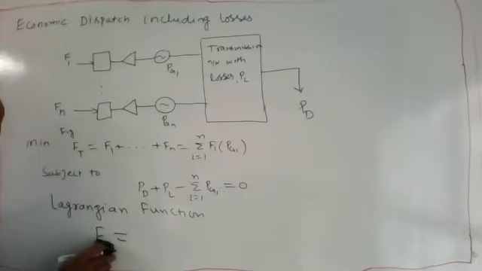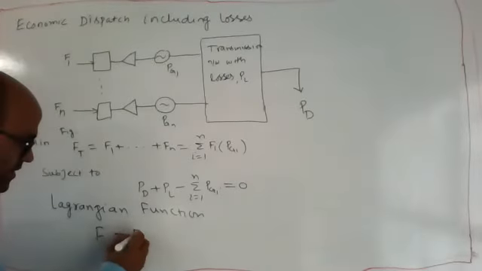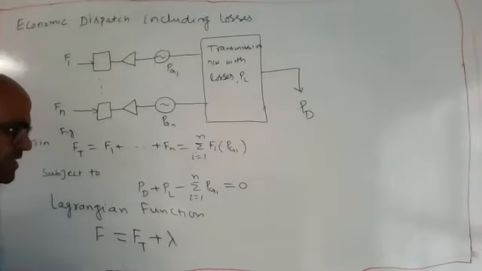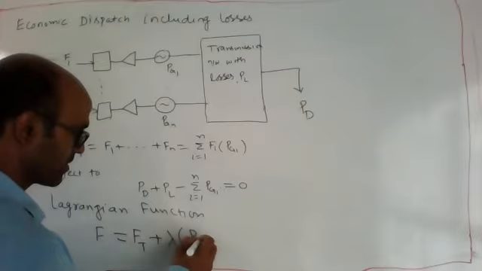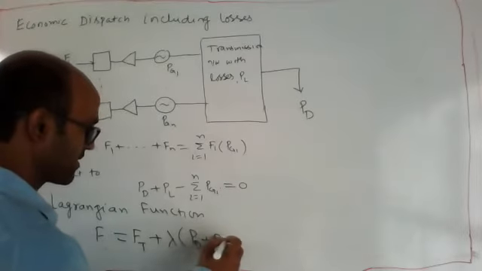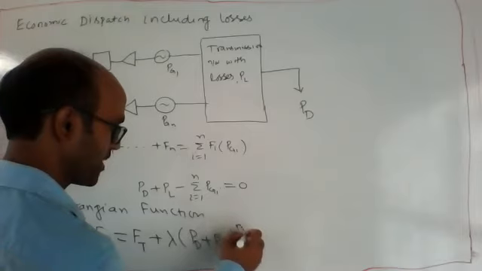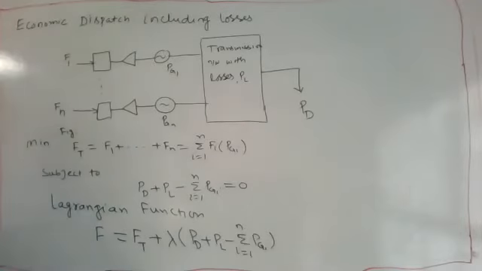So F is the Lagrangian function, which is Ft plus lambda times this condition: Pd plus PL minus summation i equal to 1 to n of Pgi. We have to minimize this function. So how do I minimize this function?